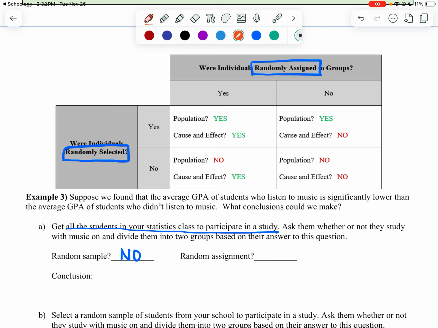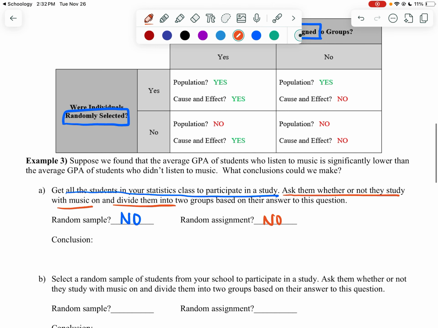Is it a random assignment? This is also going to be a no, because you are asking them whether or not they study with music on and dividing them based on their answer. Okay, so you're not flipping a coin. It's not a random thing, right? You're just asking them yes or no. Okay, so what do those tell you?